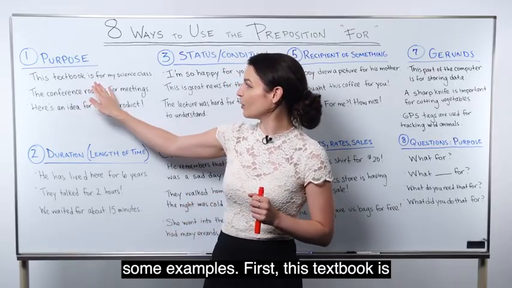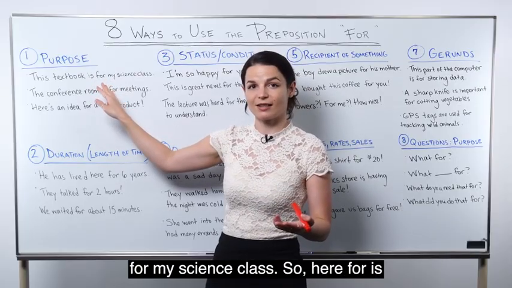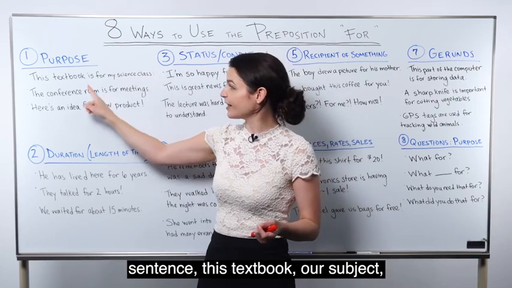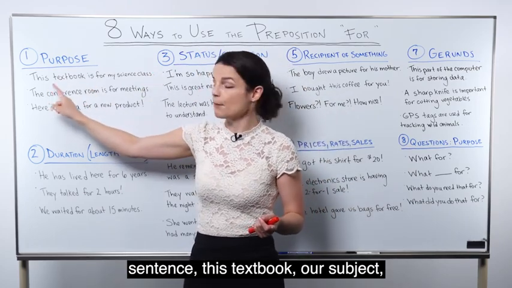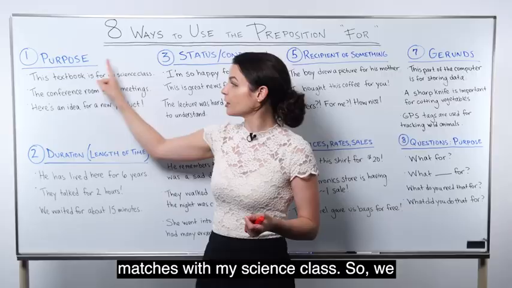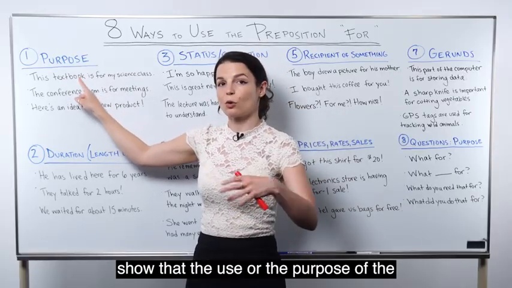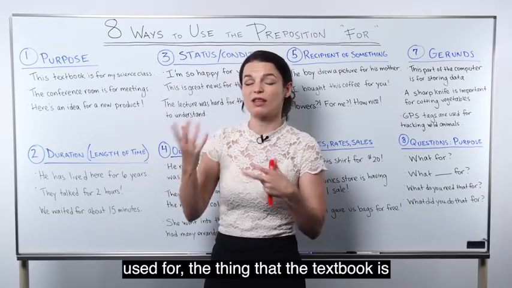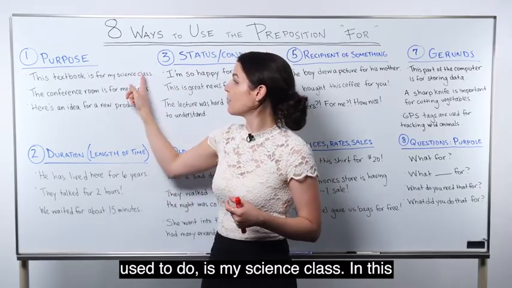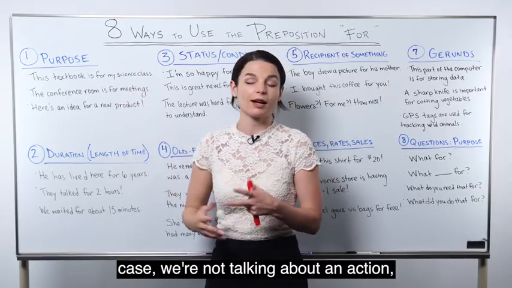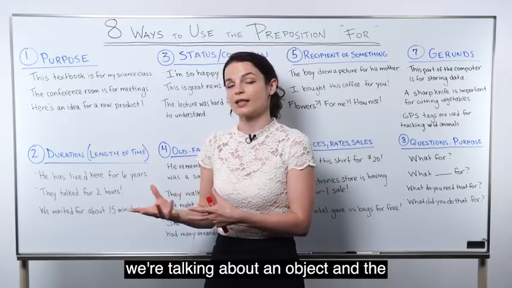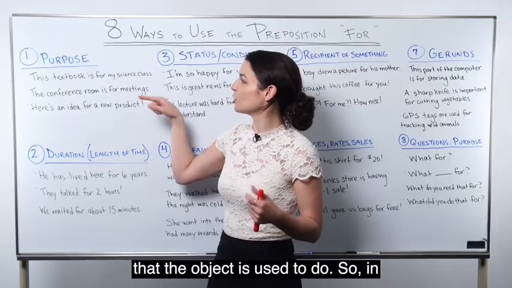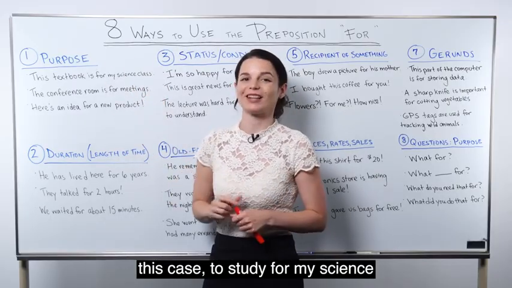First, this textbook is for my science class. So here, for is before my science class. In this sentence, this textbook, our subject, matches with my science class. So we show the use or the purpose of the textbook, the thing that the textbook is used for, or the thing that the textbook is used to do, is my science class. In this case, we're not talking about an action, we're talking about an object and the thing the object is used for, the thing that the object is used to do. So in this case, to study for my science class.